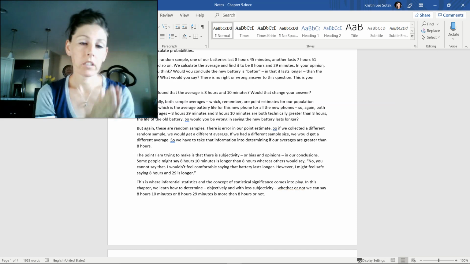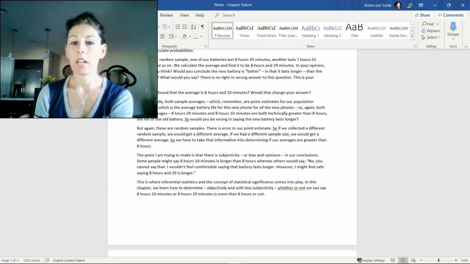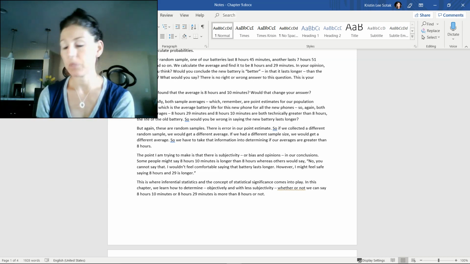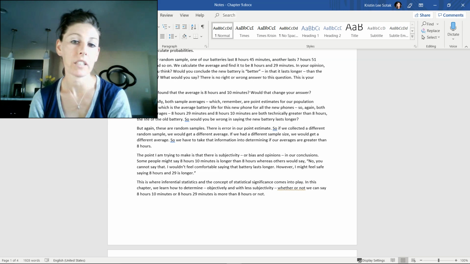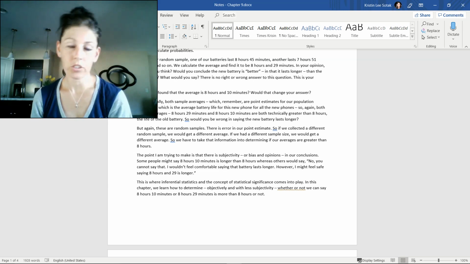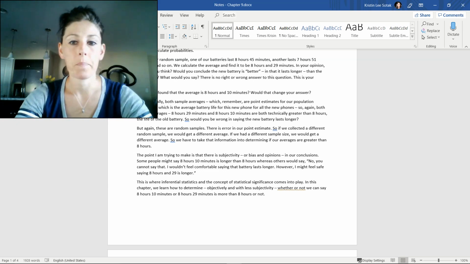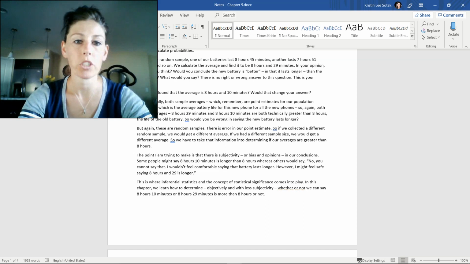So remember, the old battery lasts 8 hours, but now we created a new battery, and we randomly tested 50 batteries, and we found that the average was 8 hours and 29 minutes. So 8.5 hours basically. It's basically lasting 30 minutes longer on average than the old battery. So what do you think? And there's no right or wrong answer to this question right now. What do you think? What would you say?